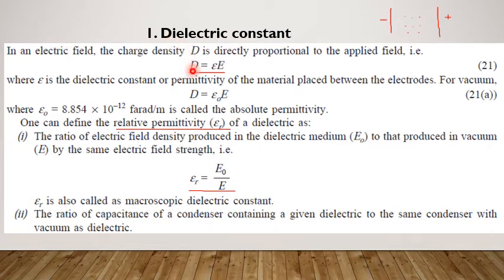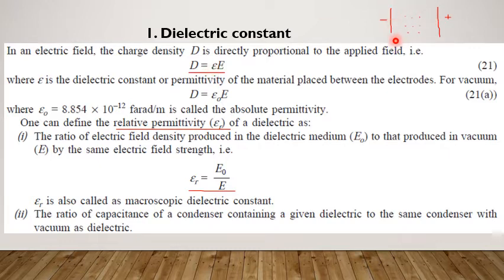Here is the relationship between D and E. There is a direct relationship between D and E. D is the charge density in an electric field, and E is the applied field strength. These are directly proportional to each other. In this equation, epsilon is the dielectric constant of the medium which is placed between the two plates or two electrodes.